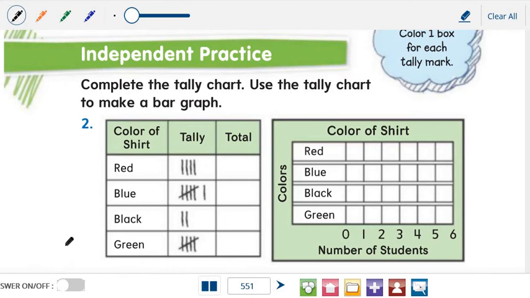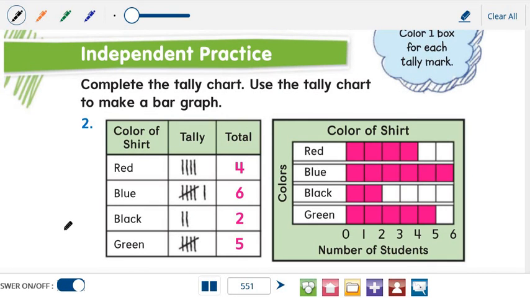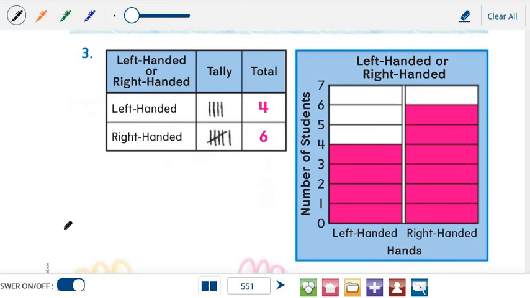Now it's your turn, grade 2. So please try to solve these questions by yourself. And then when you finish, you can check your answers here. This is for question number 2. And this is for question number 3, page number 551.